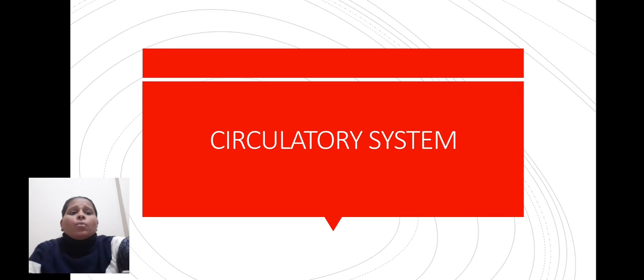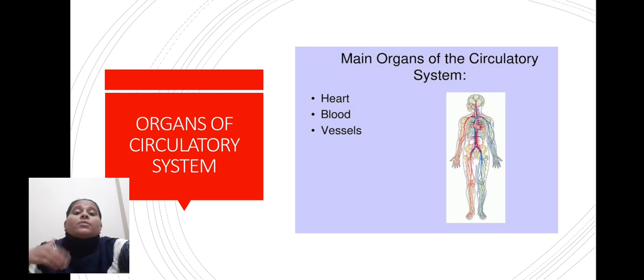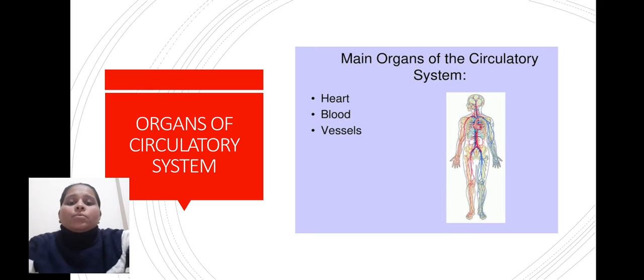Okay, so this is the human circulatory system. This structure shows the human circulatory system. And the next question is, what are the important organs included in the circulatory system? What are the main organs? The first is the heart, the second is the blood, the third is the blood vessels, and the fourth is the lymphatic system, which is not written in this slide. So these four organs are included in the human circulatory system.